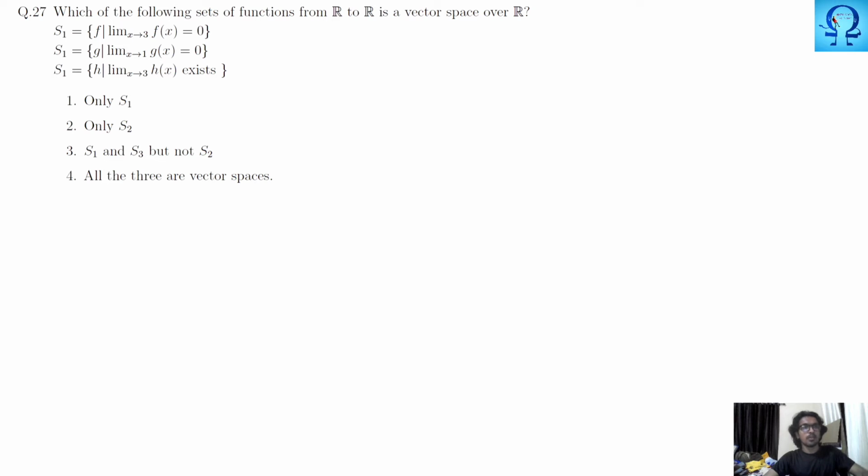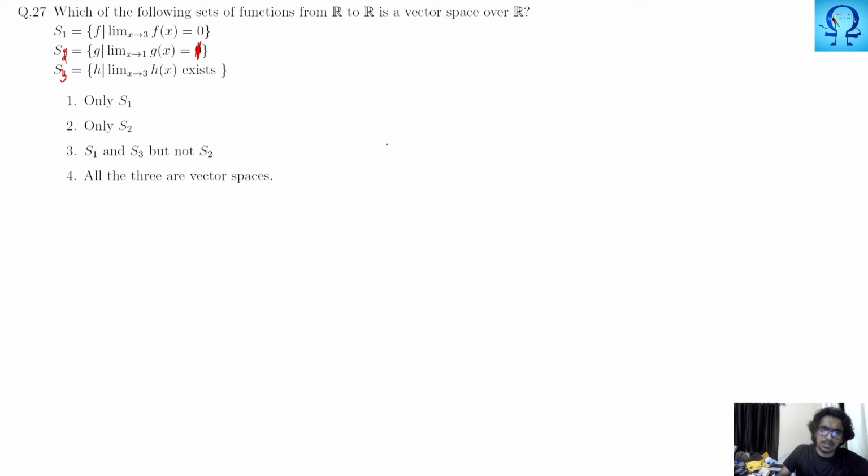Okay, moving to the next question. Here I think we also have some typographical issue. It is S2 and this is S3 and this is S1. Okay, which of the following sets of functions is a vector space over R? So this is what we will have to check.